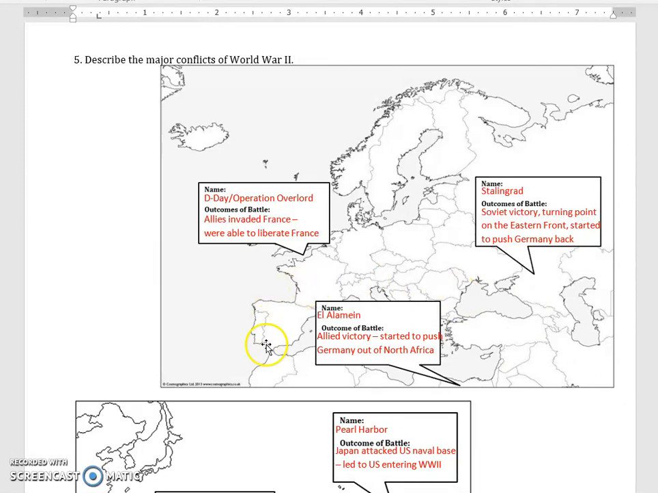Second one I want to look at is El Alamein, down here in North Africa. This was in Egypt. Another major Allied victory. It was a tank battle, meaning it was mostly tank troops that were involved, and this was instrumental in helping to push the Germans out of North Africa so that the Allies could eventually invade Italy.